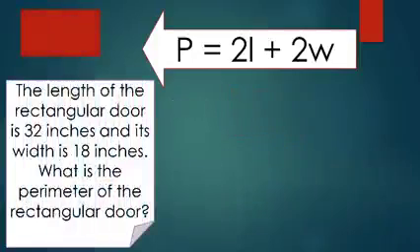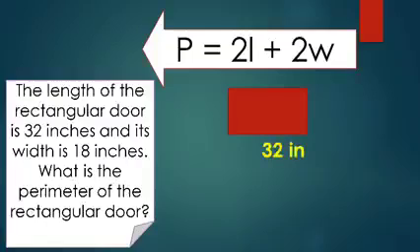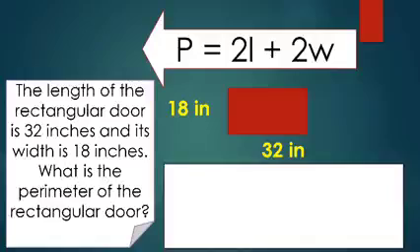Another one. The length of a rectangular door is 32 inches and its width is 18 inches. What is the perimeter of the rectangular door? So we will assume that this is your horizontal door. Okay? With the following measurements, 32 inches as its length and width of 18 inches. Using the formula, P is equal to 2L plus 2 width.